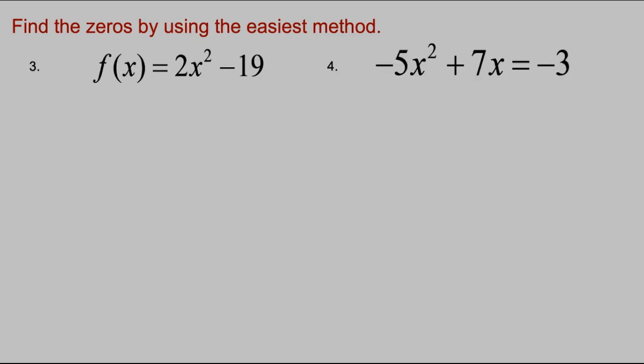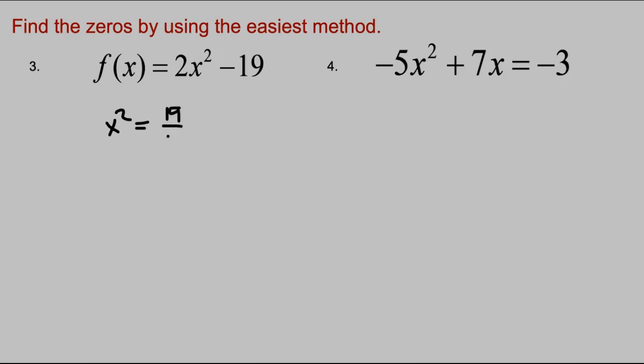On the next page, we have a function that is missing an x term. So I told you earlier, if it's missing an x term, we can get x squared by itself, and we will be able to square root both sides to get the values for x. And I was just checking your quizzes, and a lot of people are forgetting the plus and minus. So x squared is going to equal 19/2 in this case once you solve for x squared.